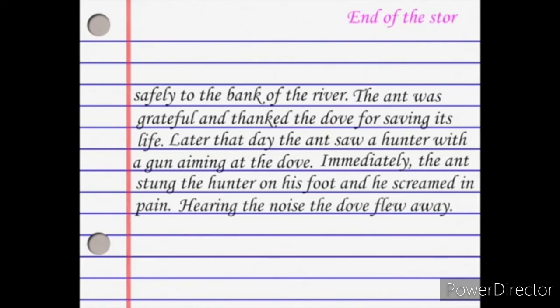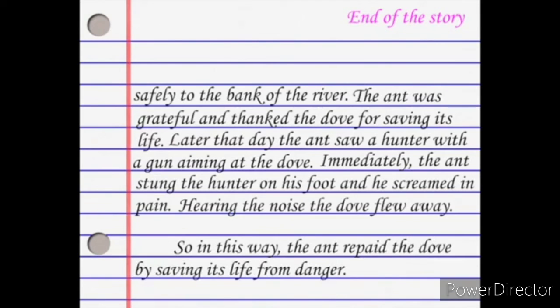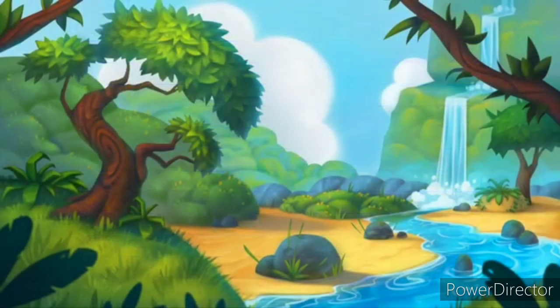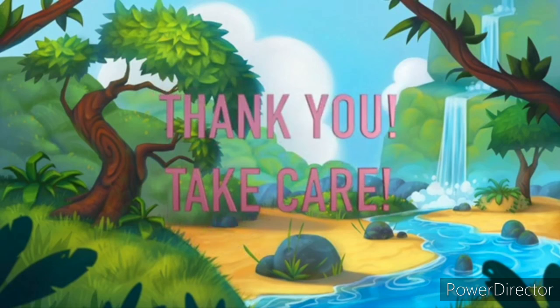Now let's write the end of the story. So, in this way, the ant repaid the dove by saving its life from danger. Hope by now you must have understood what we need to do to write a story from the given outline.